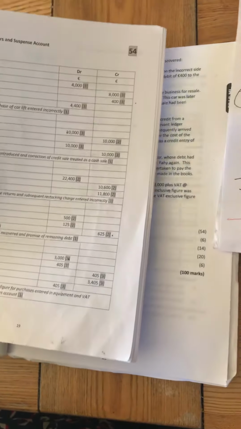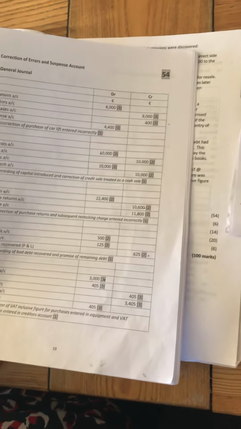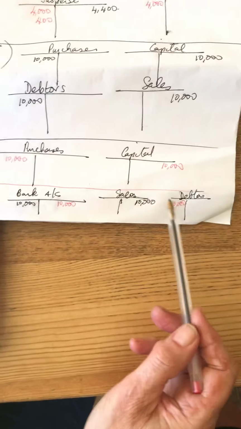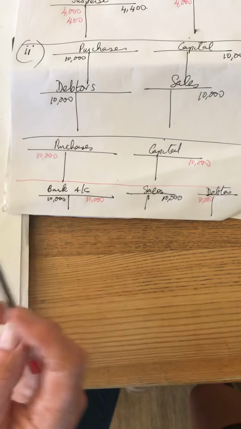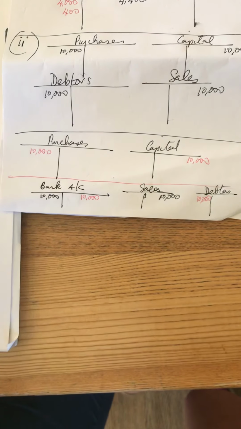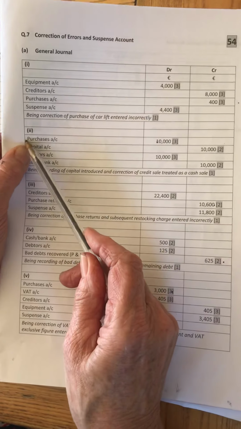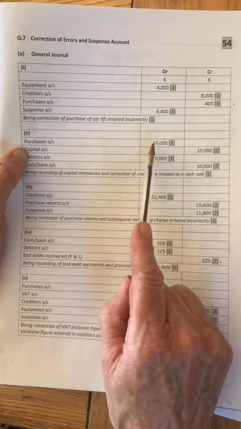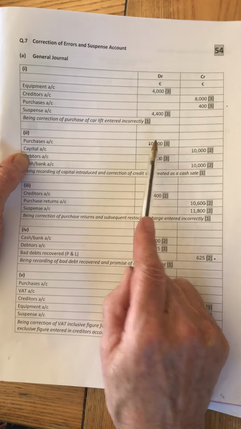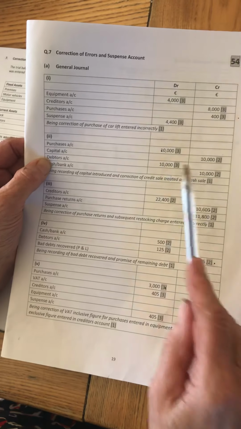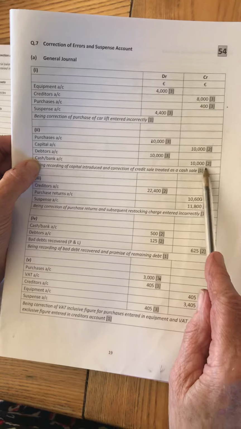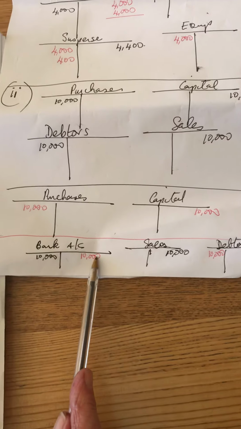Now with my red, take note that I've used red to show you the accounts that are affected, the correction of the mistakes. I debited purchases with 10,000. You can see it in the T account, and the journal entry is just telling us the account that was debited. I credited capital with 10,000. I debited debtors with 10,000 and I credited cash or bank with 10,000.